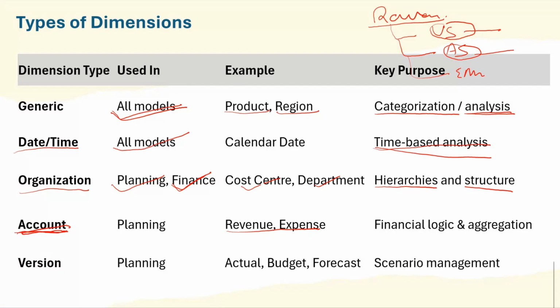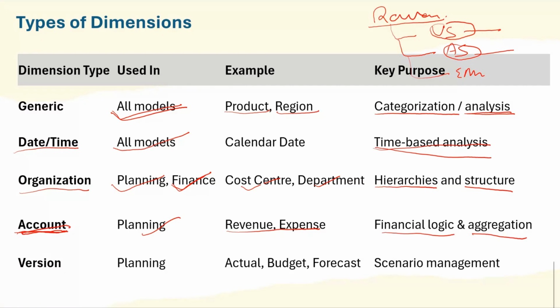So this will be very useful when we do allocation or distribution in planning. So this is very important. We can do financial logic and aggregation based on this. Based on the driver we define, we will do the aggregation. So we will do the allocations and all. We will see when we move to planning sessions how account is very useful there.